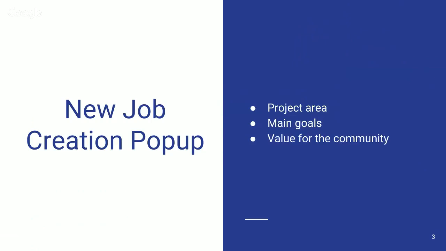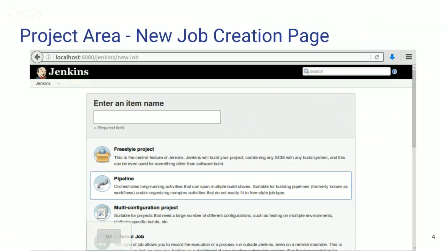So let's start with my first project, the new job creation pop-up. Actually, for this presentation, I decided to divide my work into three projects, and we'll go one project after another, starting with this pop-up or dialog window. So the project area is the slash new job page. This is where Jenkins users create their jobs and items.